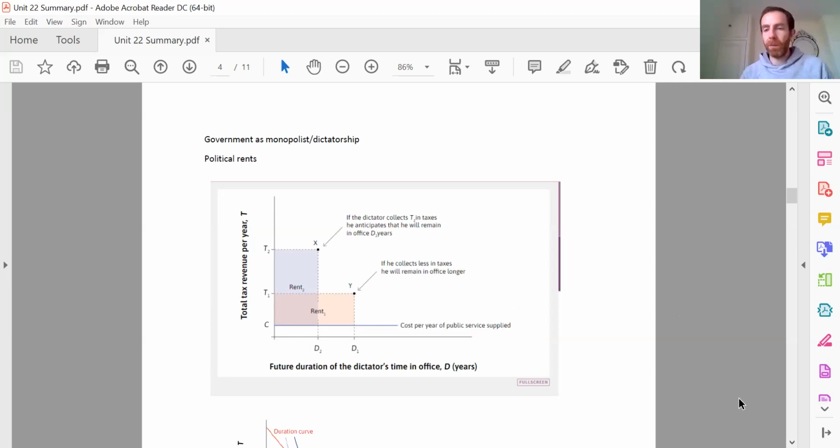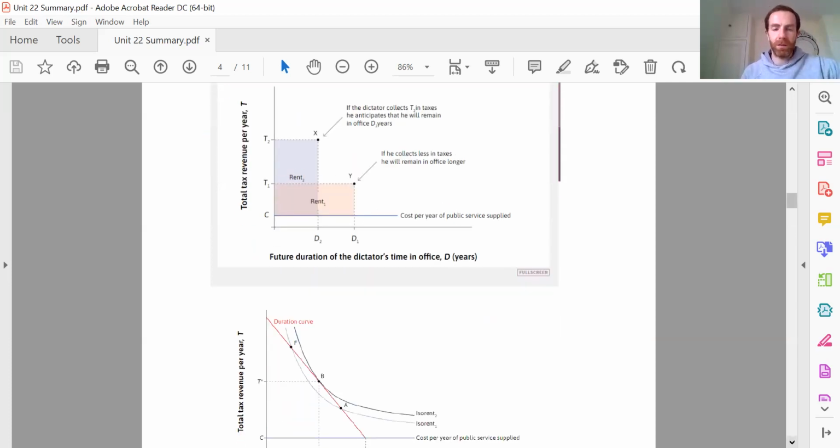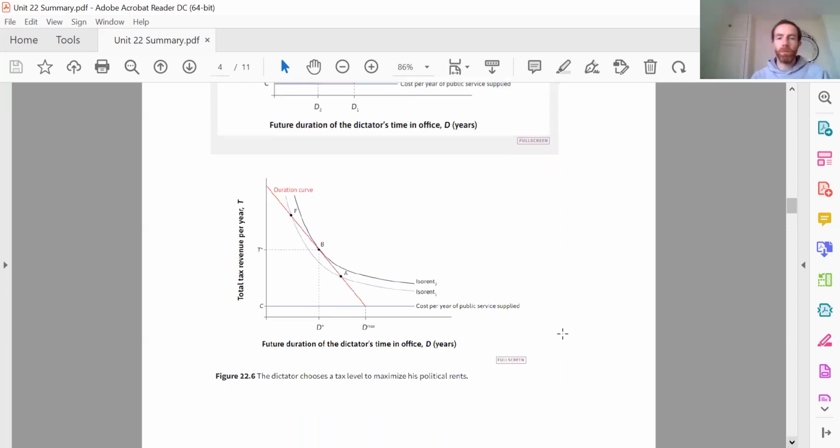So that's where we now need to introduce the complete model here, which is where we have the thing that constrains the dictator, which is this red line, the duration curve. And what this shows us is the combination of tax revenues and the expected duration of that dictator's time in office, right? So high tax revenues correspond to a short amount of time in office, low tax revenues to a longer time in office.